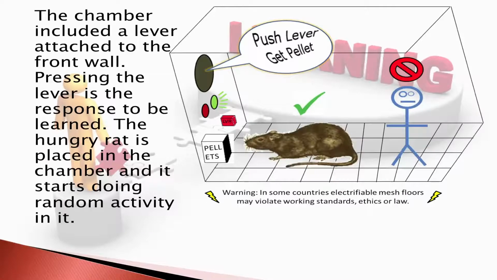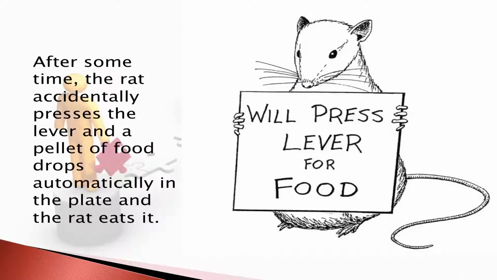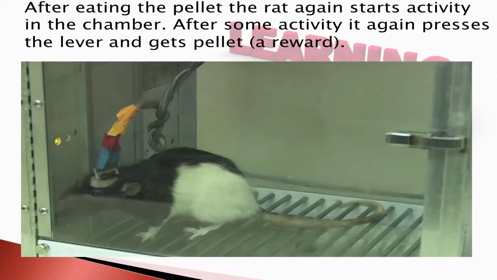The chamber included a lever attached to the front wall. Pressing the lever is the response to be learned. The hungry rat is placed in the chamber and it starts doing random activity in it. After some time, the rat accidentally presses the lever and a pellet of food drops automatically in the plate and the rat eats it. After eating the pellet, the rat again starts activity in the chamber. After some activity, it again presses the lever and gets a pellet, a reward.